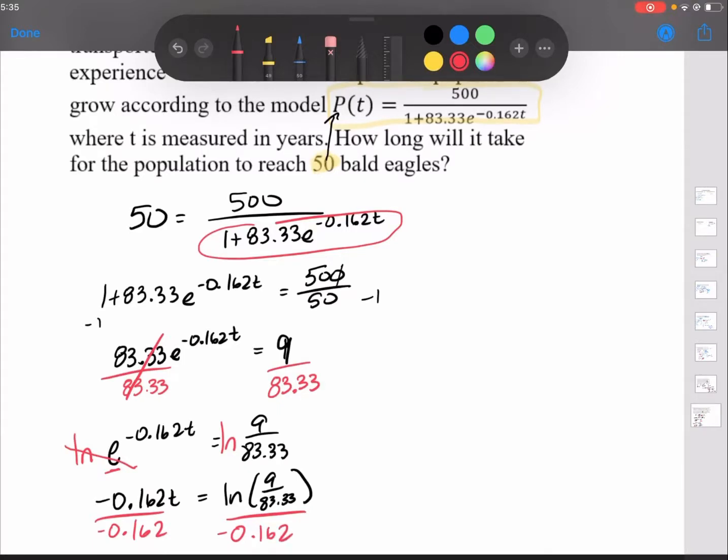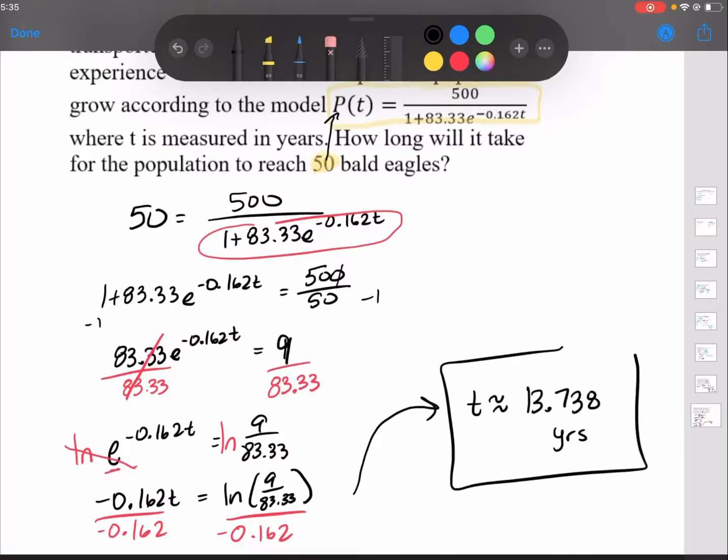And I'm just going to type that in to find my time. And when I type that in, I will end up with 13.738 years. There you go.